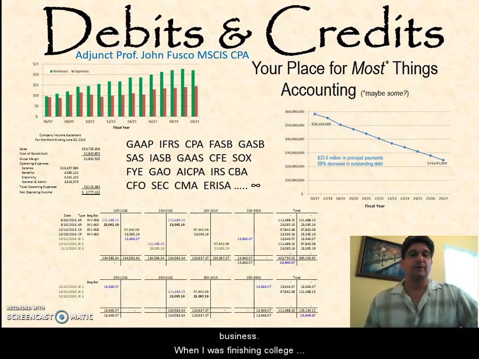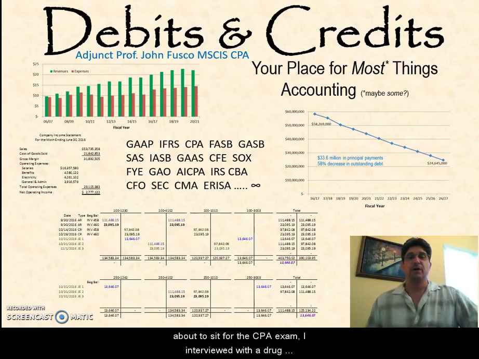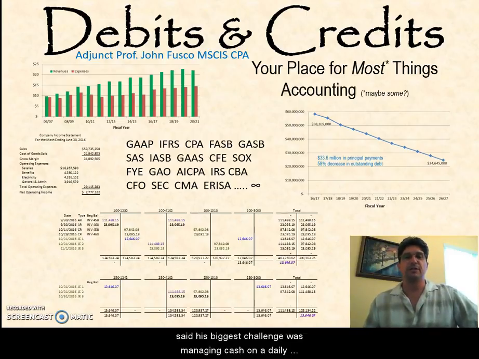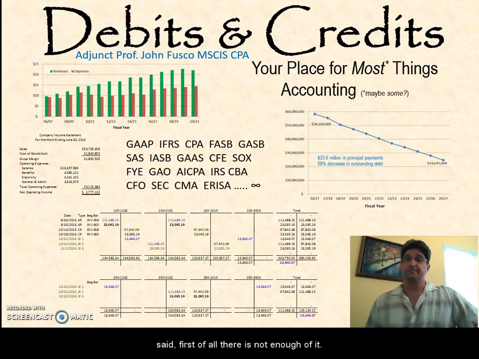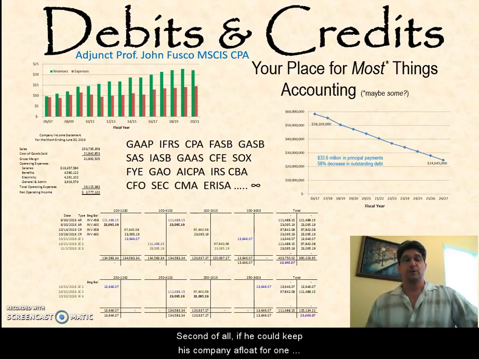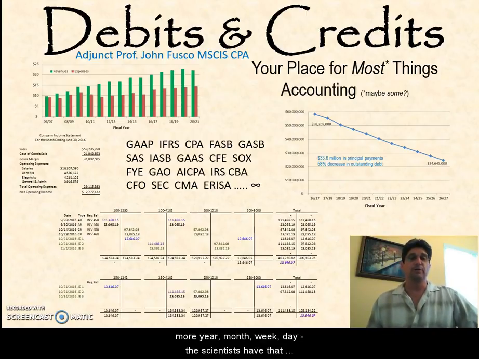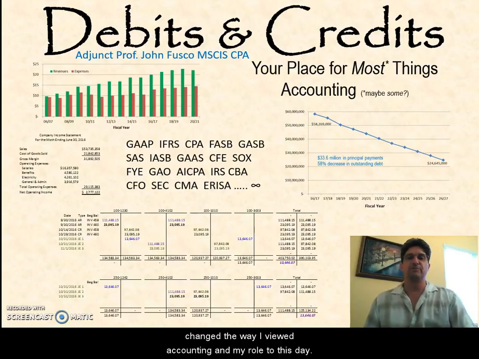When I was finishing college, about to sit for the CPA exam, I interviewed with a drug research company. In talking to the controller, he said his biggest challenge was managing cash on a daily basis. I asked why that was. He said, first of all, there's not enough of it. Second of all, if he could keep his company afloat for one more year, month, week, day, the scientists have that much more time to find a cure. My brief interaction with him changed the way I viewed accounting and my role to this day.